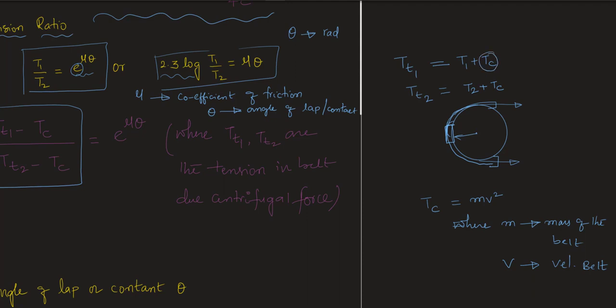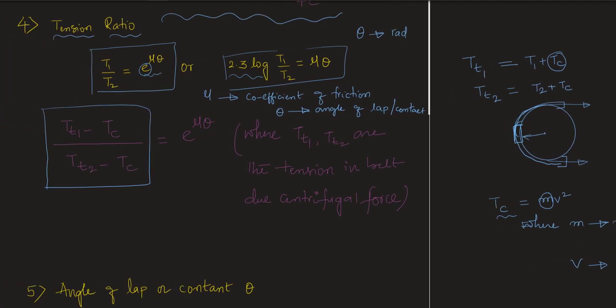Now if I consider the centrifugal tension, generally since centrifugal tension is related to the mass of the belt, for a smaller flat belt drive or any belt drive, the mass will be very small. That is the reason centrifugal tension is negligible. But if you take a very large belt drive, the size of the belt will also be large, so the centrifugal effect will also be there.